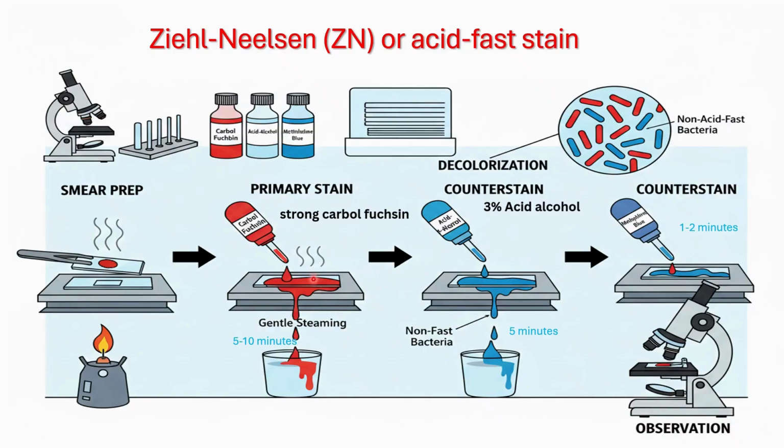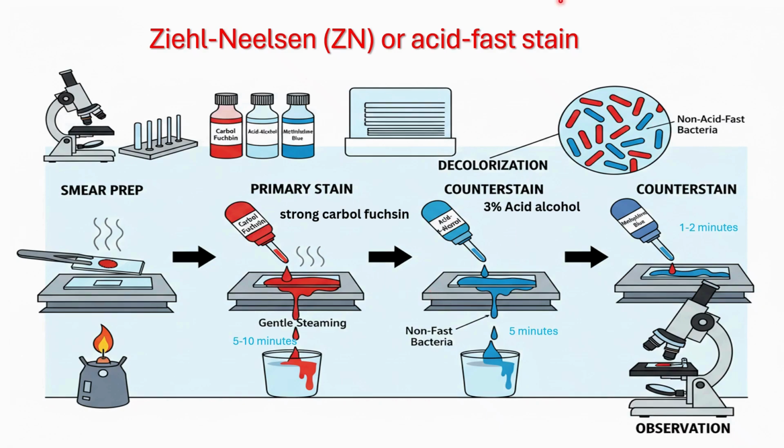Next, flood the smear with carbol fuchsin stain and heat the slide until the vapors just begin to rise above 60 degrees Celsius. Do not overheat. Let the heated stain sit on the slide for around 5 minutes. Wash the slide gently with clean water.